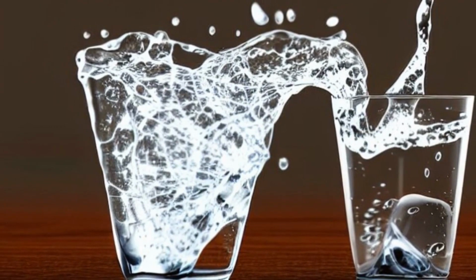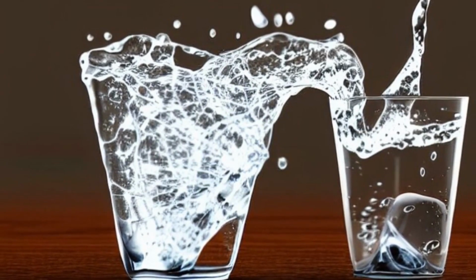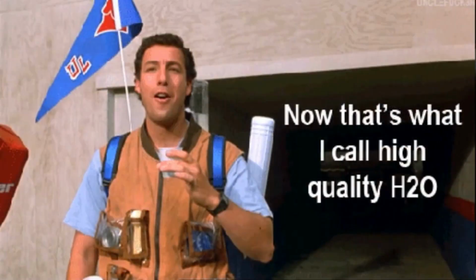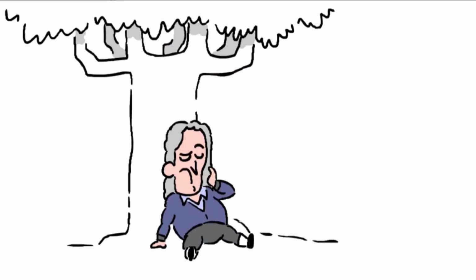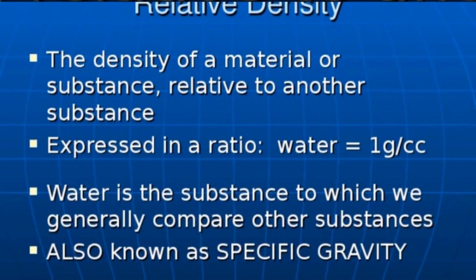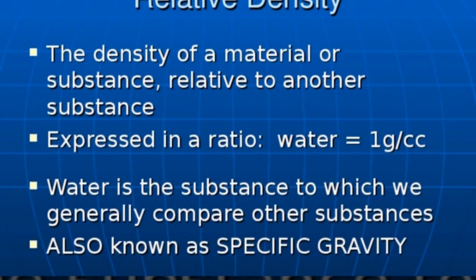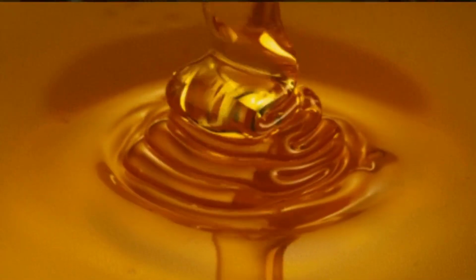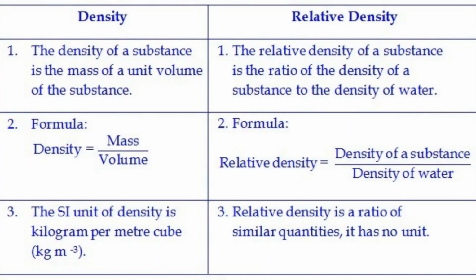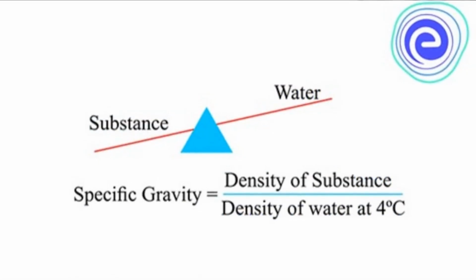Relative density is the ratio of the density of a substance to the density of a reference substance, usually water. It is also called specific gravity. It is a unit-less quantity, which means that it has no unit. For example, the relative density of honey is 1.42, which means that honey is 1.42 times denser than water. You can use the following formula to calculate the relative density of a substance: RD equals density of substance 1 divided by density of substance 2.